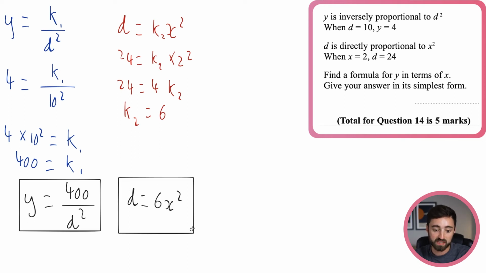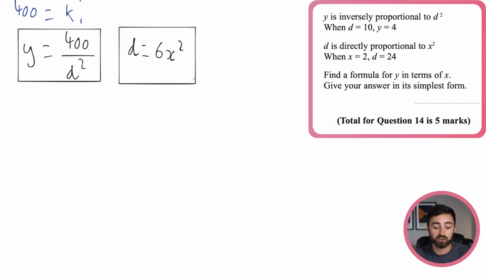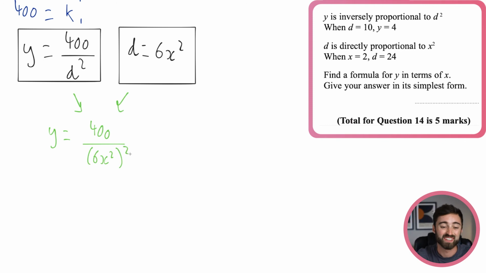So with these two pieces of information, I am now going to try and relate x and y. So it says find a formula for y in terms of x. So what I'm going to do is grab y, which we know to be 400 over d squared, but then I say, I don't care about d anymore, but d is 6x squared. So I'm just going to take this and inject it into that bit. So instead of d squared, I'm going to get 6x squared, right? So what's this going to be? 400 on top. 6 squared is 36. x squared squared is x to the 4. We actually have to multiply these powers here.